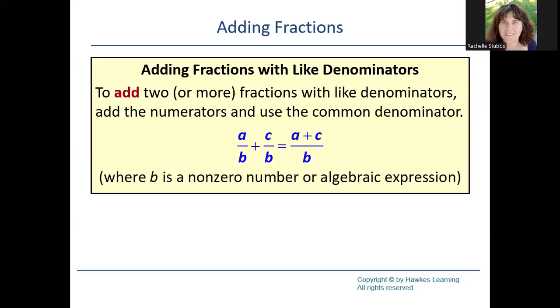So, adding fractions with like denominators. The denominator is the bottom number in a fraction. And if the bottom numbers, or denominators, are the same, then you just add the top numbers, as you can see that's demonstrated here. We have A over B and C over B. So they both have the same bottom number, or denominator. So we put it on the bottom. And then we just add the top, A plus C. And that is where B is not 0, once again.